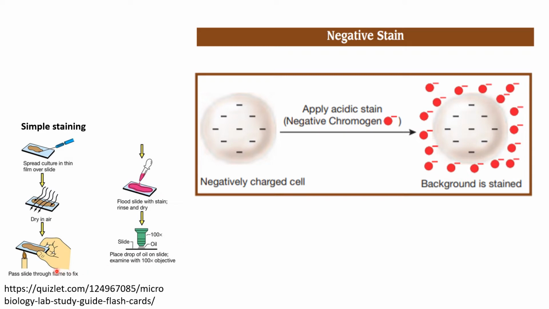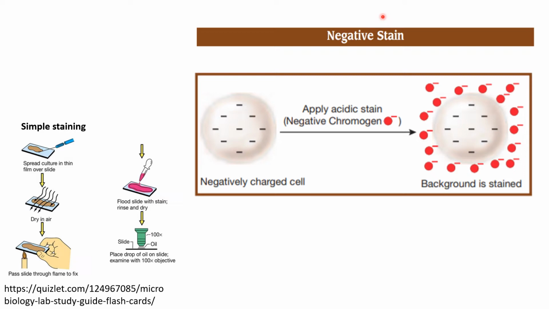So one example, of course, some bacteria have a flagella or other structure outside the cell wall, such as a capsule. Okay, so those components or parts are actually sensitive to heat fixing. So that's why we try to develop negative staining.